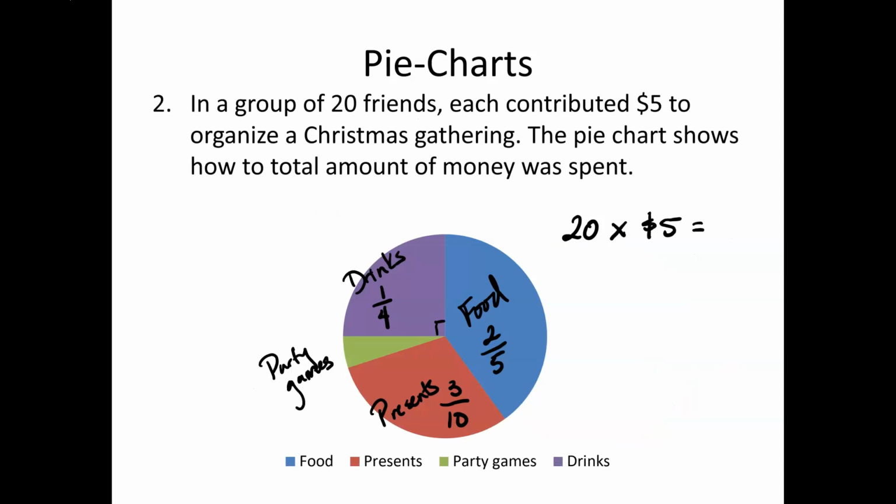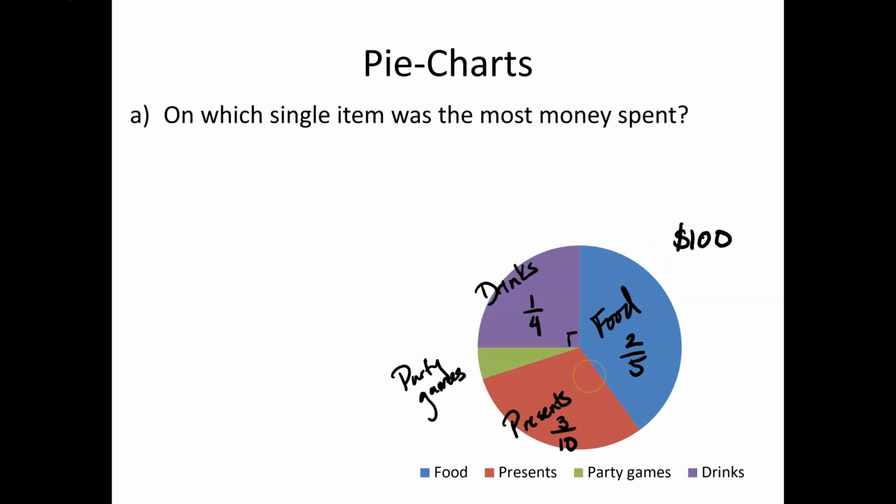Okay, number 2, moving right along. In a group of 20 friends, each contributed $5 to organize a Christmas gathering. The pie chart shows how the total amount of money was spent. Okay, so if I have 20 friends each contributing $5, the first piece of information I can gather is that my whole is going to equal $100. Okay, so I just know that right off the bat. So let's use that going forward.